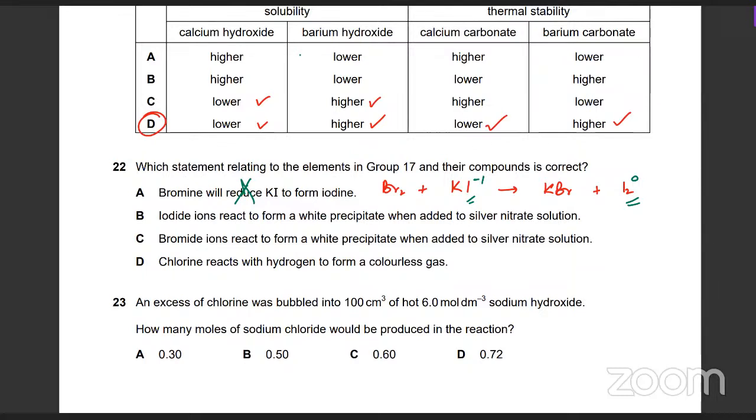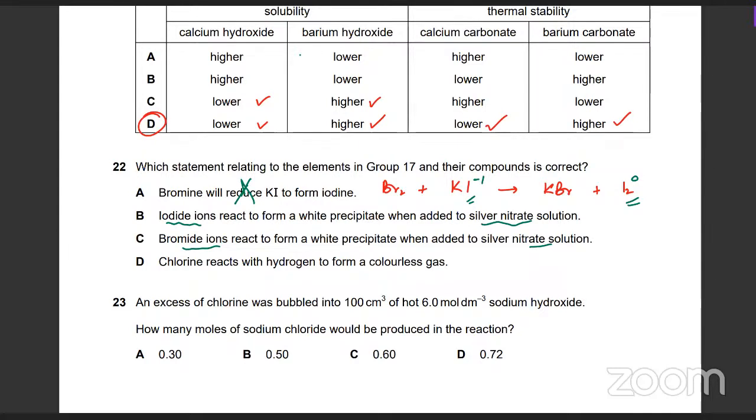Iodide ions form a white precipitate with silver. What's the test for iodide ions? Yellow precipitate. Bromide ions also form a cream precipitate. So that's also wrong. So you're just left with the last one.